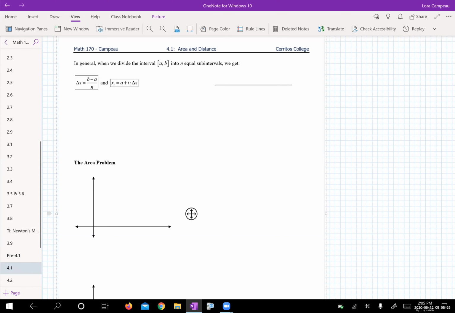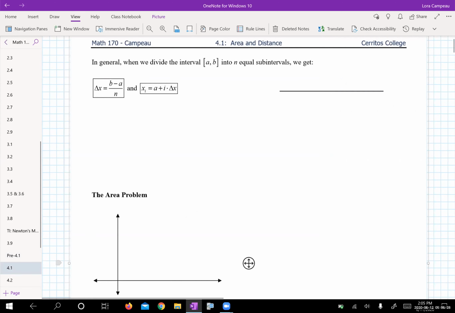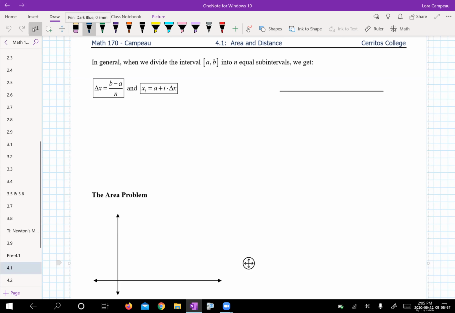So let me widen this out for you all. And same story. For breaking this up into subintervals, want a little more practice? Let's do it. So let's draw this one more time. I'll take my A and my B. And if we're breaking things up into subintervals and we want to have a certain distance apart, they're all going to have the same distance. So the delta x part is the b minus a over n.